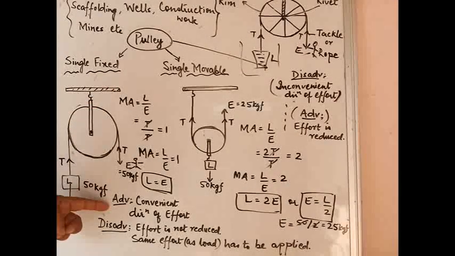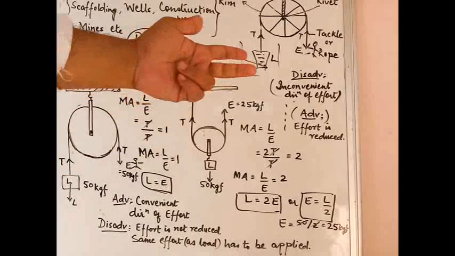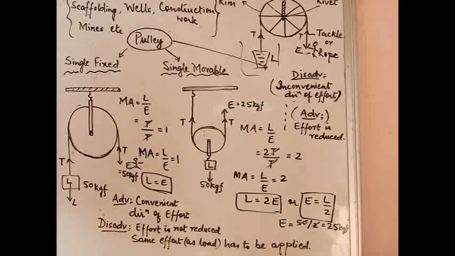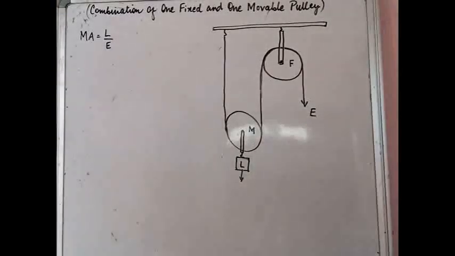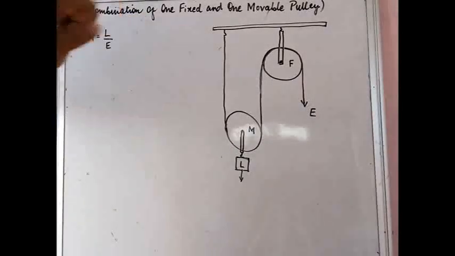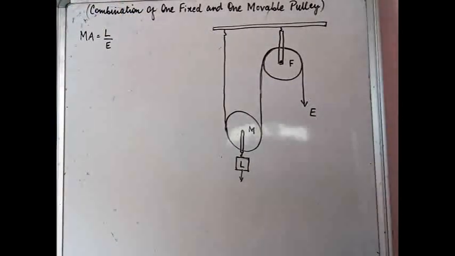The advantage, one advantage in this case, one disadvantage in this case, and similarly one advantage and one disadvantage in the single movable pulley. Okay, so here is a combination of one fixed pulley and one movable pulley that we have individually discussed. So now we are going to discuss the combination of these two pulleys and also the reason why we are combining them.